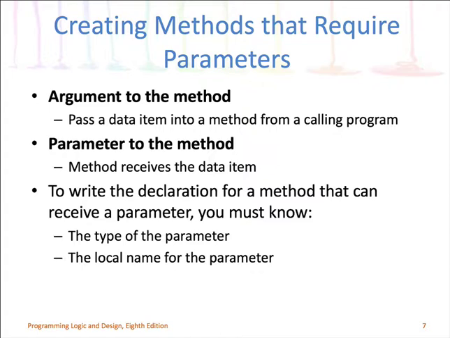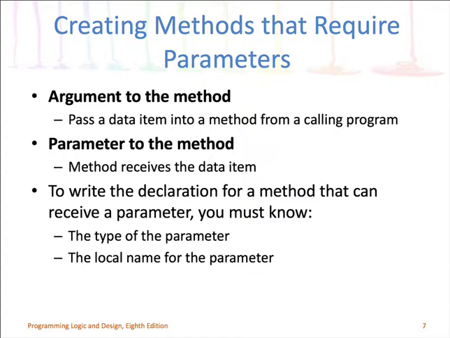So argument and parameter, these are going to seem very similar. When you call your method and you say, I want to pass A, B, C into the method, A, B, and C are the actual arguments that you're passing into your method. Now, when your method's declared, it's going to say, I get 3 values. I'm going to call them X, Y, and Z.